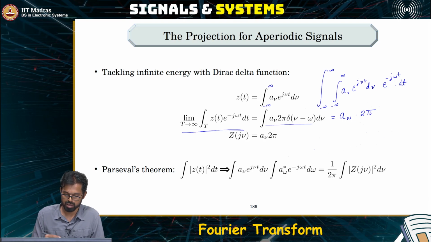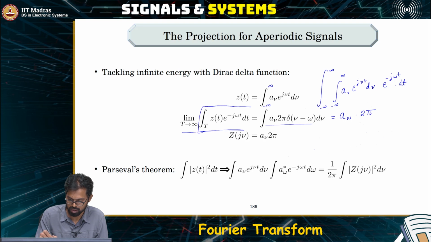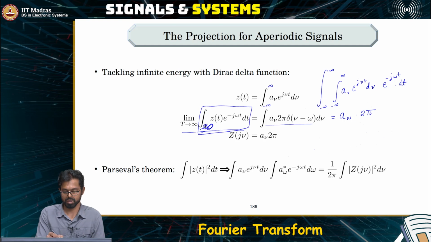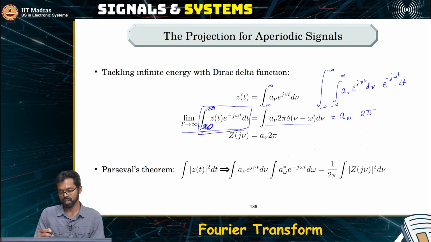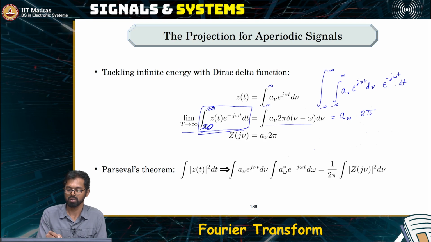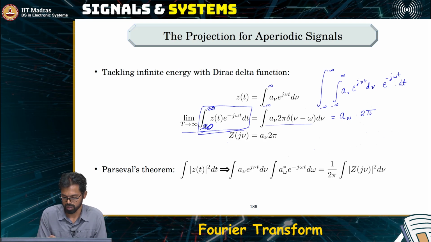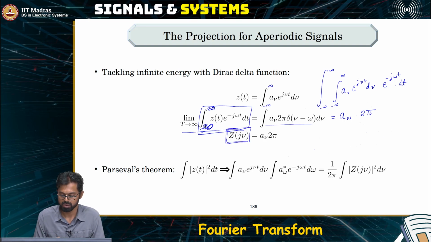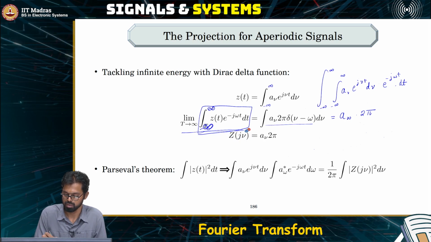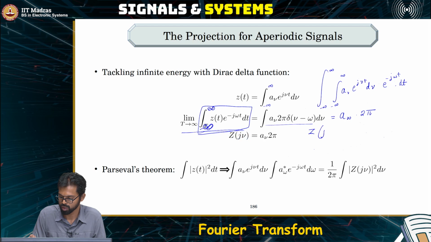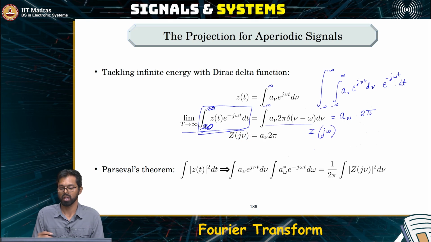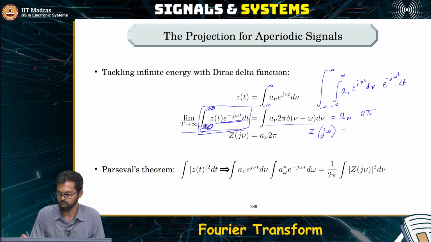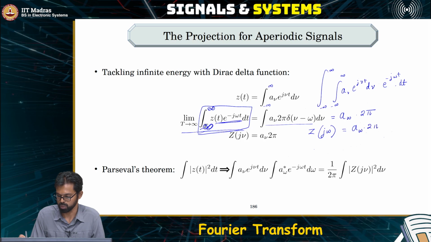So what this tells us is the inner product of the signal with the phasor over the entire time duration. This is an aperiodic signal, right. So that is represented by this z of j omega. We'll call this z of j omega, because we have j times omega here, and that is equal to a of omega by 2 pi.